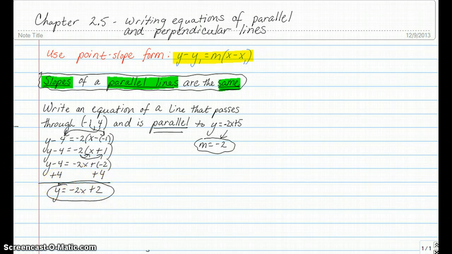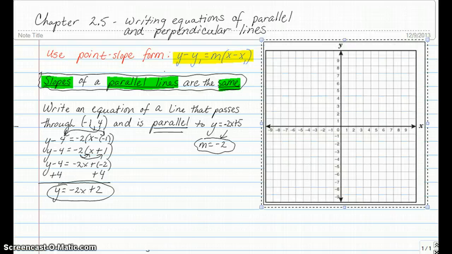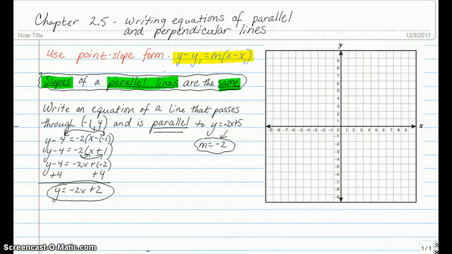Now, even though it doesn't tell you that you need to graph, we're going to go ahead and graph this so that you can actually see the lines will be parallel. Okay, so we're going to go ahead and graph. I'm going to graph these in 2 different colors. So we're going to graph the first one, y equals negative 2x plus 5. It has a b of 5.